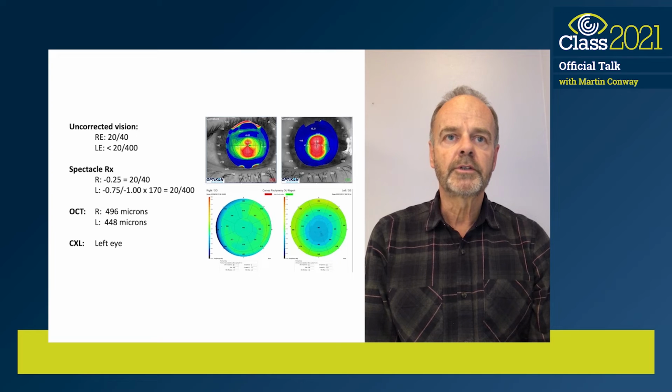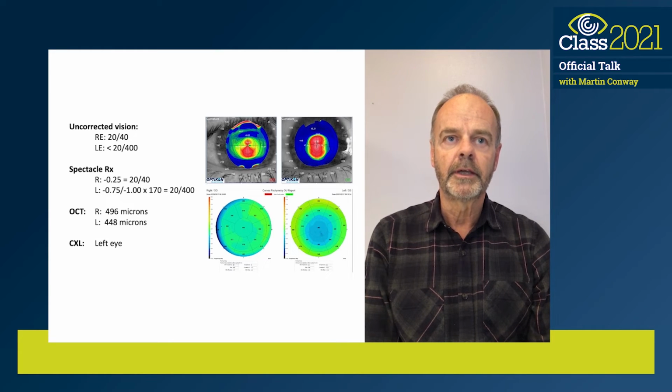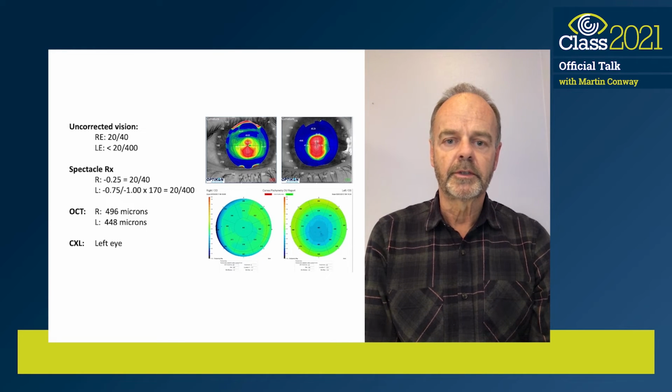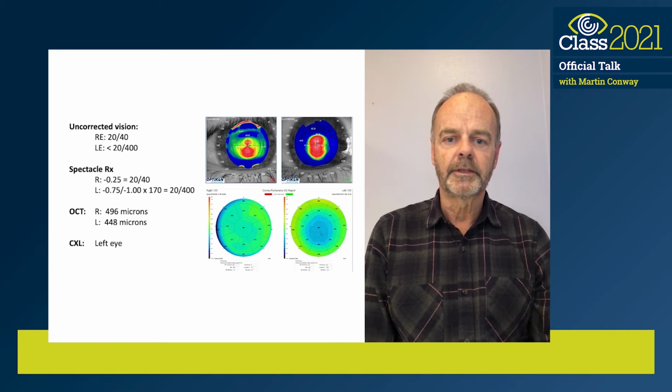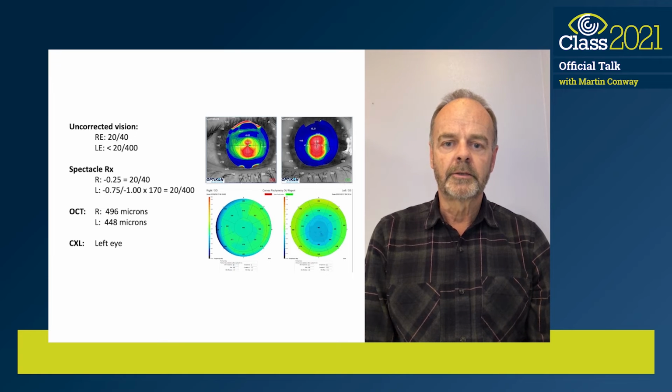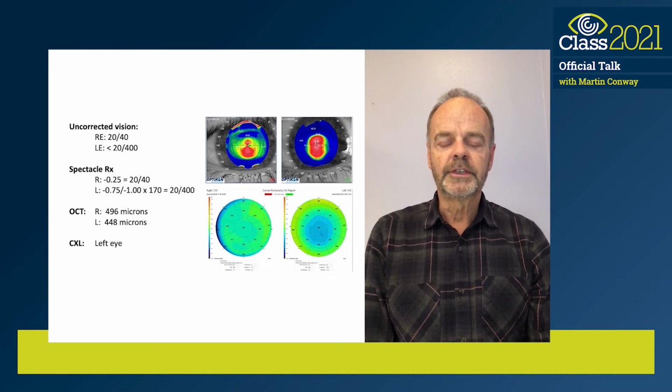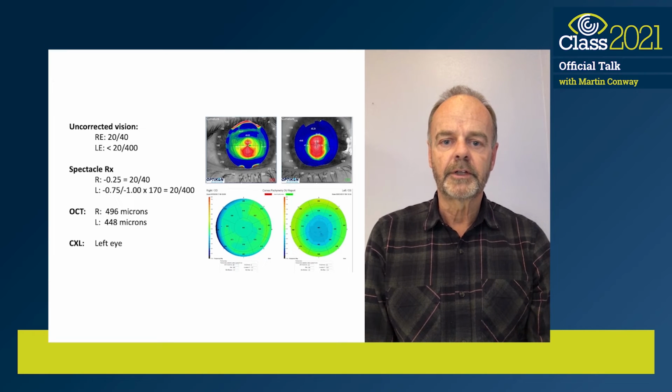When he came to us originally, his right eye had unaided vision of 20/40, and his left eye was less than 20/400 in the VA. We tried to do a refraction on him, but he didn't really come up in any matter. -0.25 on the right eye, still 20/40, and -0.75 with a 1 cylinder on the left eye, just about reaching 20/400. On OCT, his corneas appeared very thin.